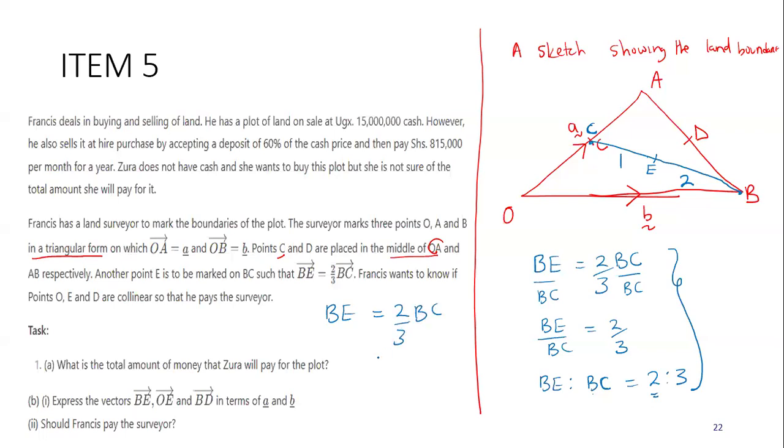Now, you can remove this 3 and write this as 3BE is equal to 2BC. Now, what does it mean? These 3 parts here belong to BC, that means that from B to C, you have 3 parts. These 2 parts here belong to BE, so that means that from B to E, you have 2 parts. So you can also interpret it in that format. Any way you want is the way you interpret it.